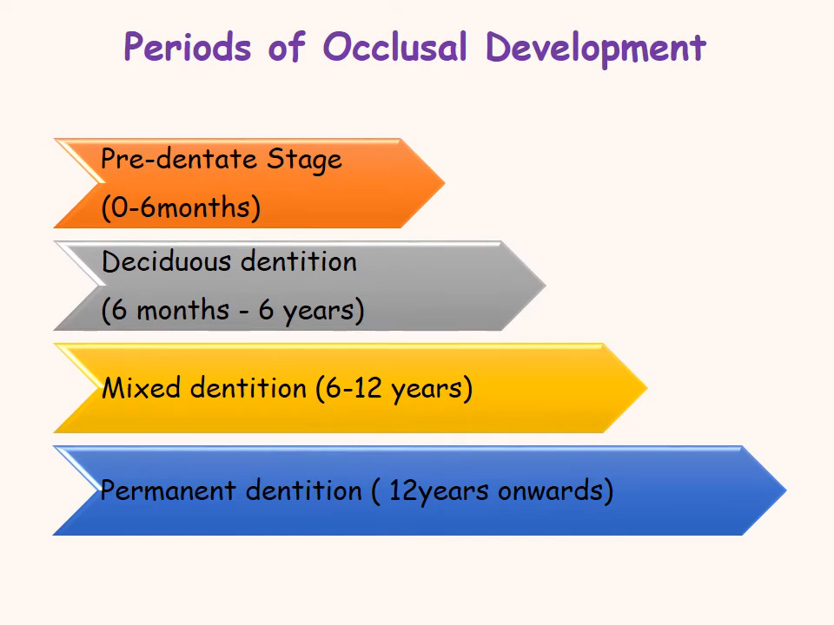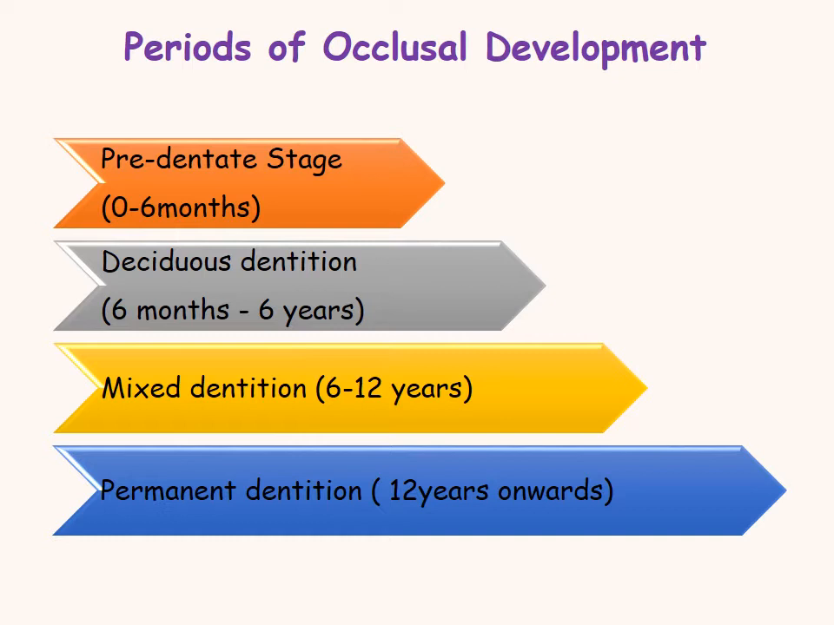So next we are moving on to the occlusal development. In the occlusal development, we have the 4 phases, that is the predentate stage, the deciduous dentition, mixed dentition, and the permanent dentition. So the predentate, the term itself indicates that it is before the development of the tooth, that is the gum pad stage, which is seen from 0 to 6 months after birth.